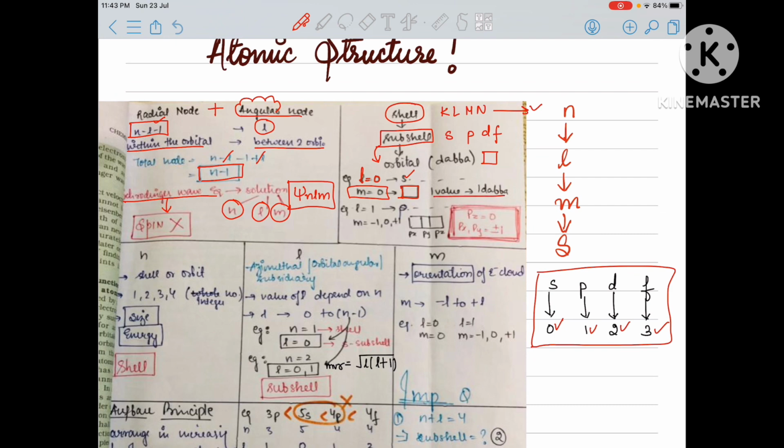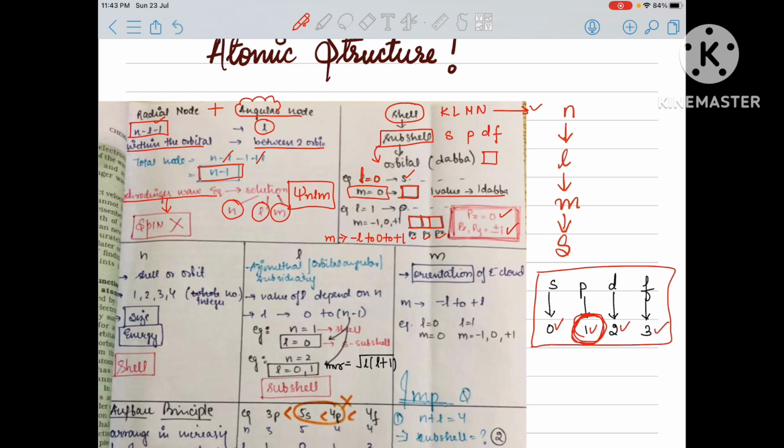Now l is 1. We are talking about the p subshell. For the p subshell, the value of m basically lies between minus l to 0 to plus l, right? So here we have three values, so we are going to make three boxes representing px, py and pz. This is not the proper representation, but we can say that the value for pz is 0, and px and py can have values of plus 1 and minus 1.